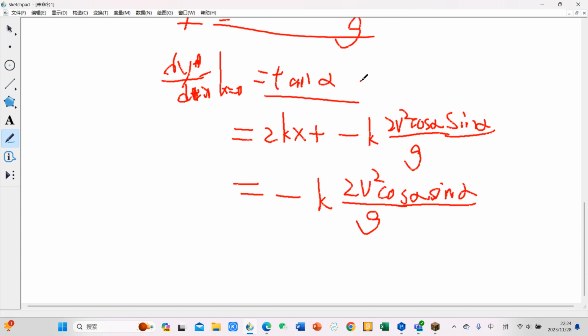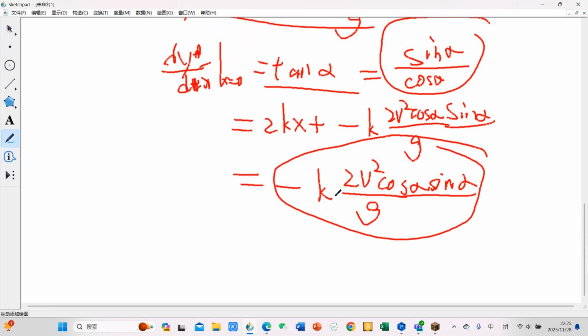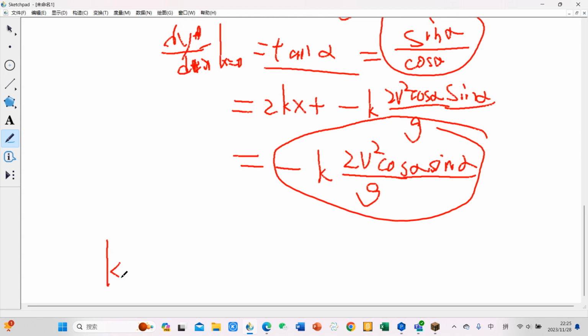As we see, tangent is not pretty good. We love sine and cosine here. So these two are equal, and what we have here is k equals negative g over 2 v squared cosine squared alpha. I think so. It should be this. Yeah, it should be.